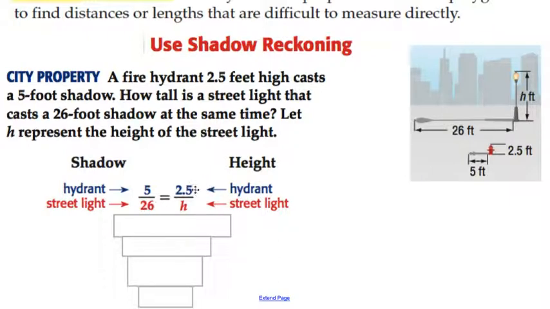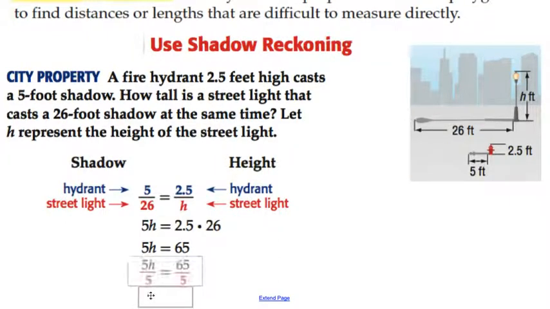is equal to, I think I messed that up. So the length of the shadow of the hydrant over the length of the shadow of the street light, there we go, is equal to the height of the hydrant over the height of the street light. Okay, so we can then cross multiply, use our cross products, and we'd have 5 times h equals 2.5 times 26. If we multiply this out, we get 65. To get h by itself, we need to do the opposite of multiplication, which is dividing by 5 on both sides. So h works out to be 13.